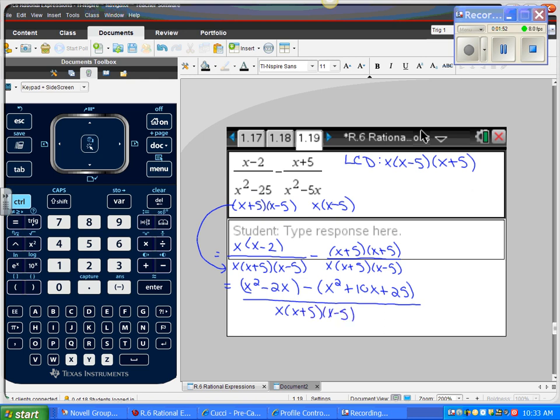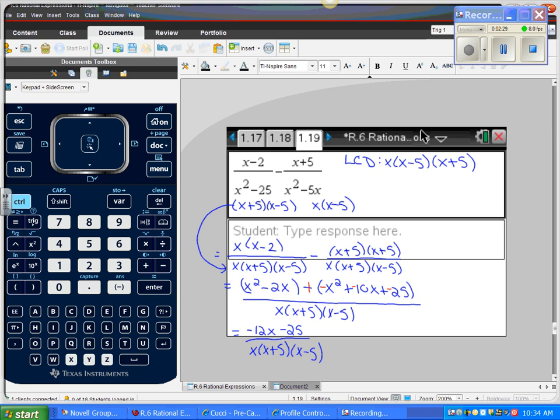Now, pay attention to the numerator. Notice we're subtracting two polynomials. We had a rule for subtracting polynomials. You always had to keep, change, change. So please don't forget to do that now. Now we combine like terms. x squared minus x squared, those simplify, right? They go to 0. Negative 2x minus 10x is going to be negative 12x, and then minus 25. And then in the denominator, x plus 5, x minus 5. And that's it.